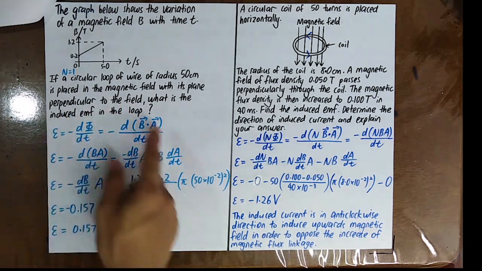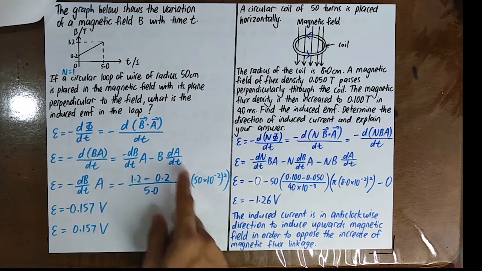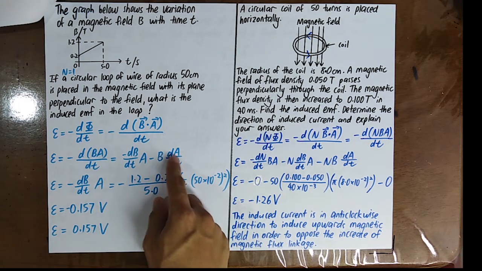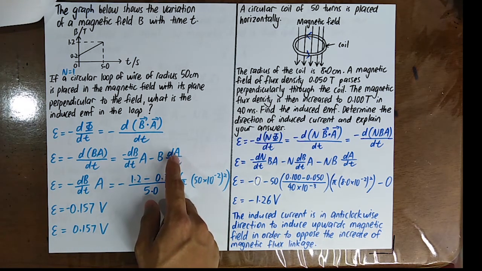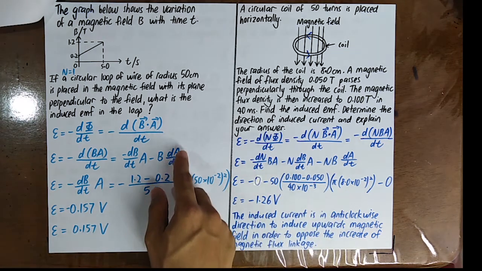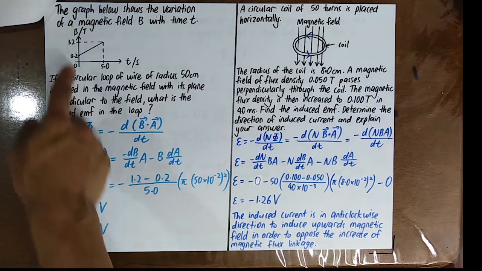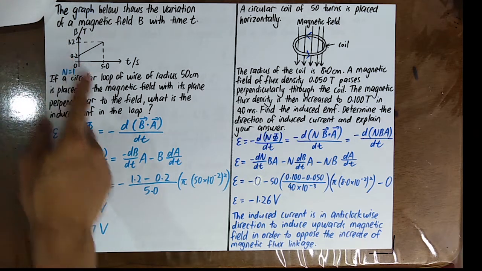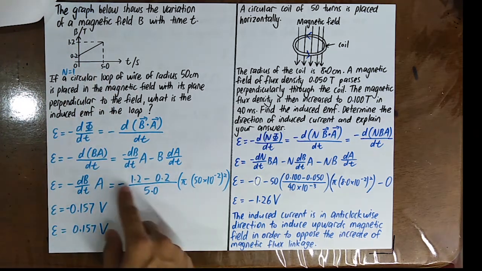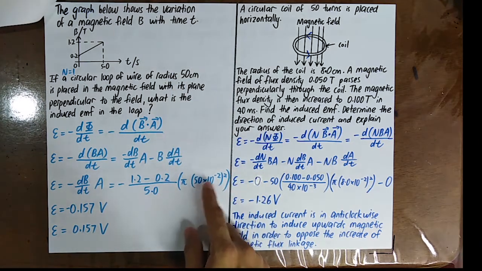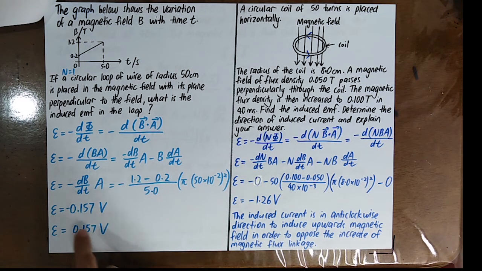So by using this equation, once again you know that dA equals 0 because the area is not changing, so A is a constant. So dB is 1.2 minus 0.2 in 5 seconds, and the area is pi r squared. So you can get the magnitude of the induced EMF, and you notice that I ignore the negative sign, because I only care about the magnitude of the induced EMF.